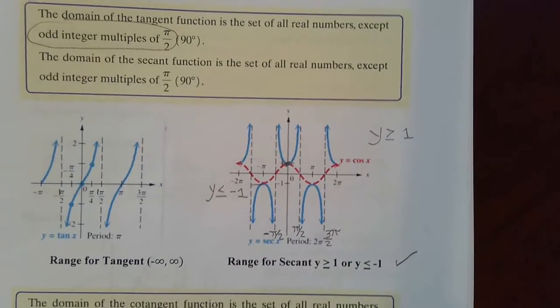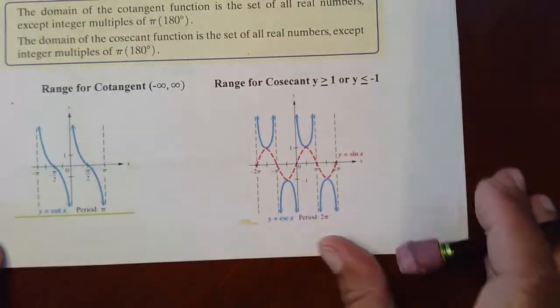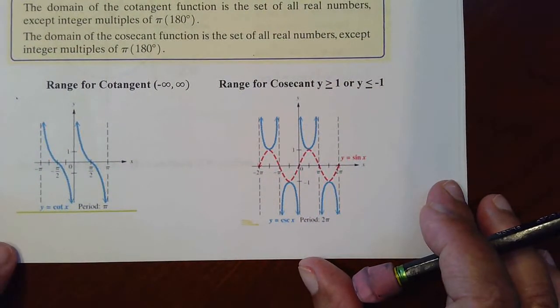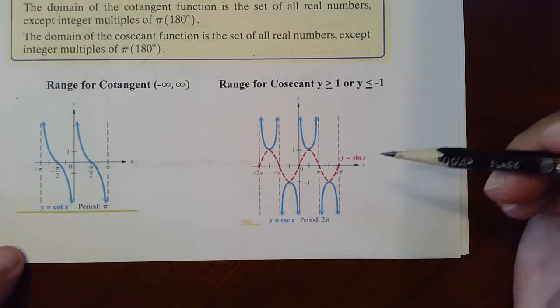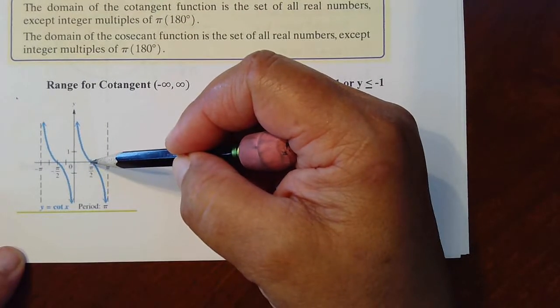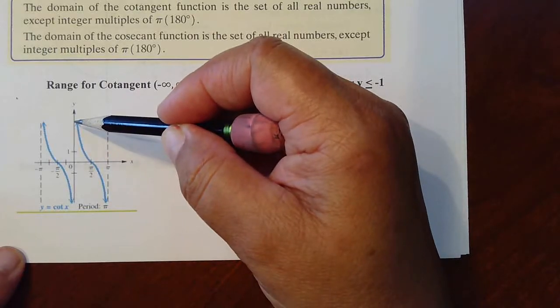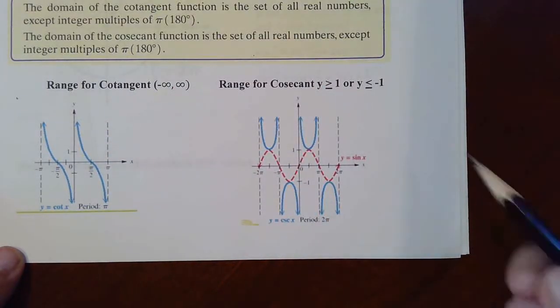So these have asymptotes that are at fractional positions, namely odd multiples of pi over 2. And these have the asymptotes at integers. Okay, notice that the same thing is going on here. And if you want to talk about the range, it goes as low as negative infinity and as high as positive infinity, which is stated for you right here.